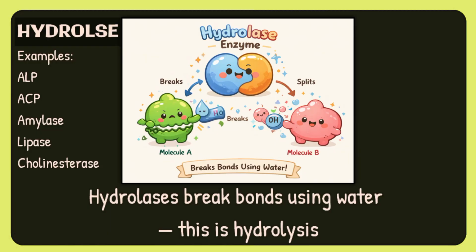Hydrolases are enzymes that break chemical bonds by adding water, a process called hydrolysis. Examples include ALP from the liver and bone, ACP from the prostate and bone, amylase and lipase from the pancreas, and cholinesterase from the liver and red blood cells. Clinically, elevated ALP points to liver or bone disease. High amylase or lipase suggests pancreatitis, and elevated ACP can indicate prostate disease.